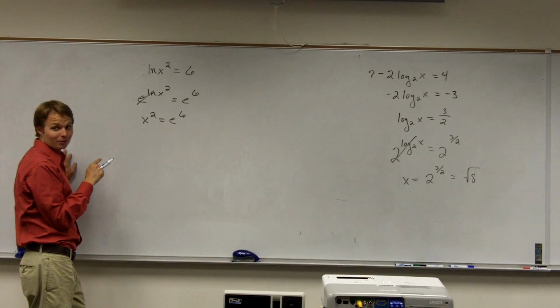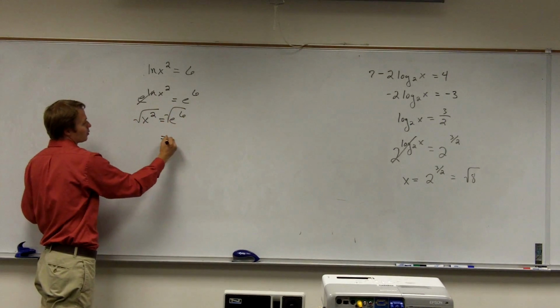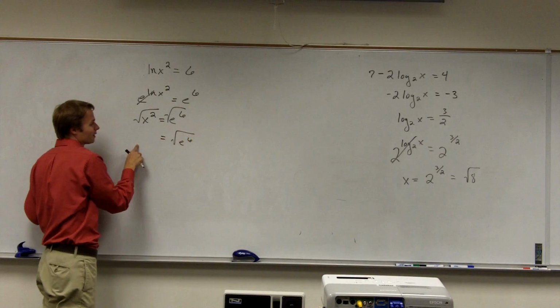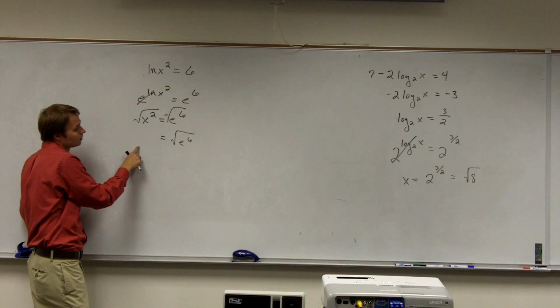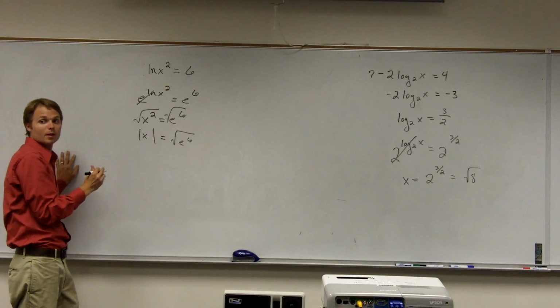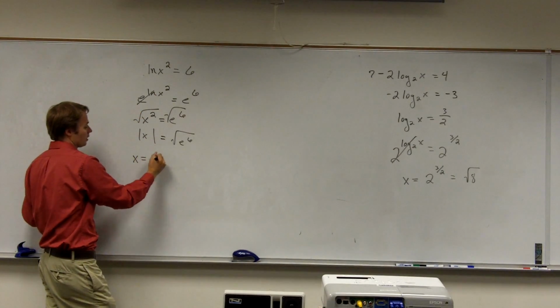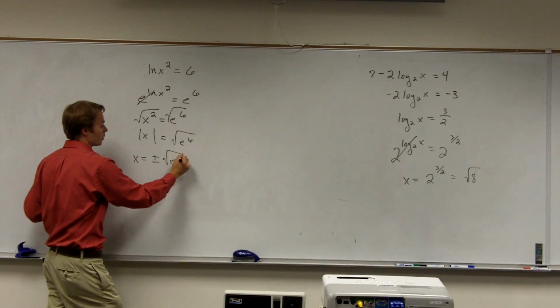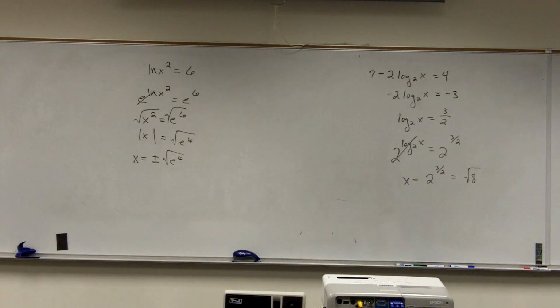Now this one's a little tricky from here out. I have to take the square root of both sides, right? So I'll get square root of e to the 6th right here, but what do I get on the left? Plus or minus x. Yeah, that's right, you're on the right track. It's absolute value of x, right? Because it's the square root of x squared. So this will become the plus or minus value of the square root of e to the 6th. And this is a perfectly fine answer, square root of e to the 6th. Don't try to simplify that anymore. That's an exact answer.